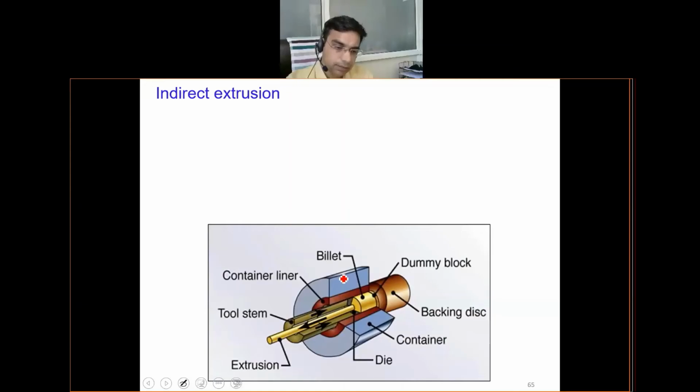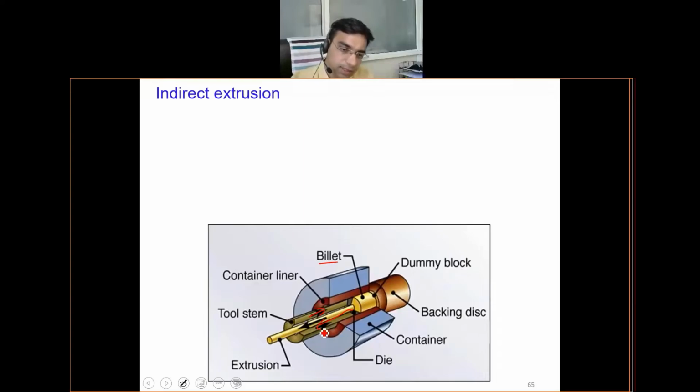The next variant of the extrusion process is the indirect extrusion. In indirect extrusion, it is also known as backward extrusion. So we have the dummy block, and this time the billet is not moving. Instead, the die is moving towards the billet. The dummy block is basically holding the billet stationary here, and the die is moving towards the billet. And as the die moves towards the billet, it again applies the pressure and compressive stresses are developed, which force the extruded product through the opening of this die, which we can consider as a hollow die.